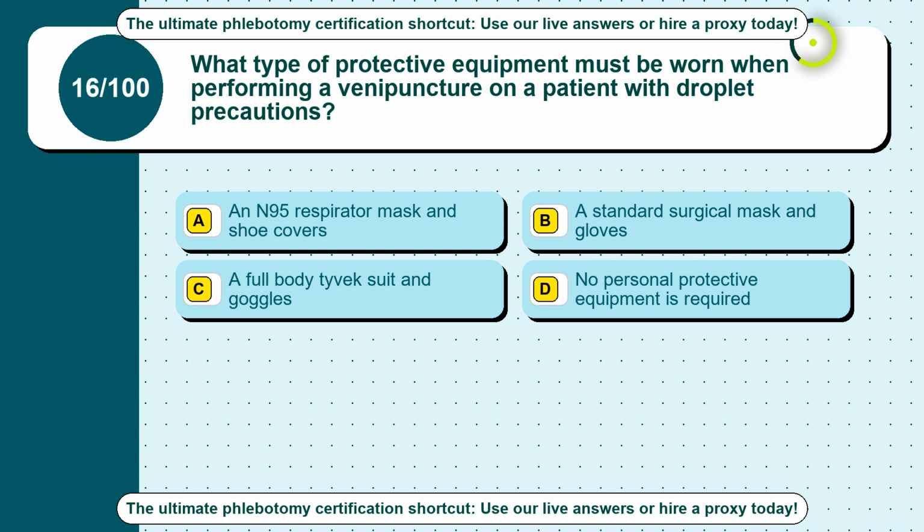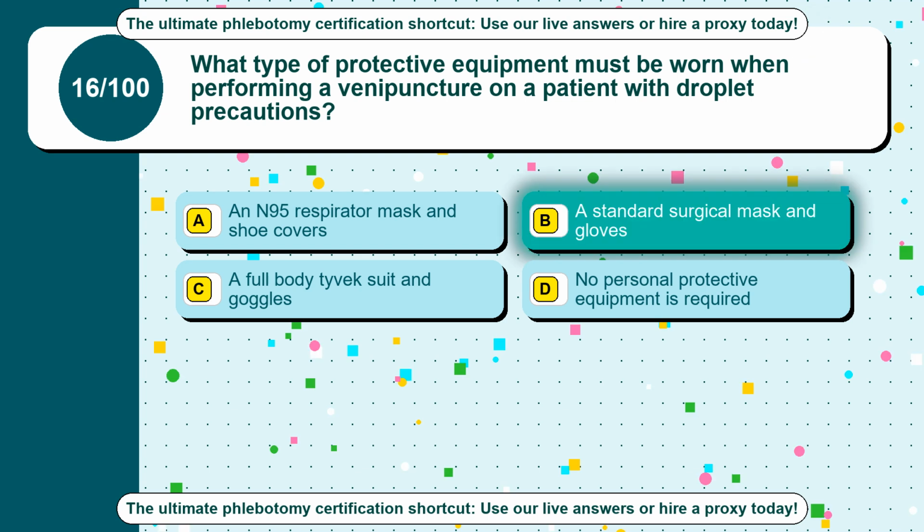Option A, an N95 respirator mask and shoe covers. Option B, a standard surgical mask and gloves. Option C, a full-body Tyvek suit and goggles. Option D, no personal protective equipment is required.